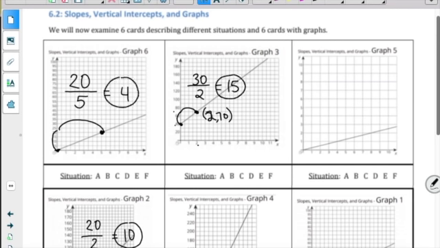Okay, number 5 starts here at the origin, and my first perfect point will be right here. So it went up by just 1, and it went over by 4. So my slope for that one would be 1/4.